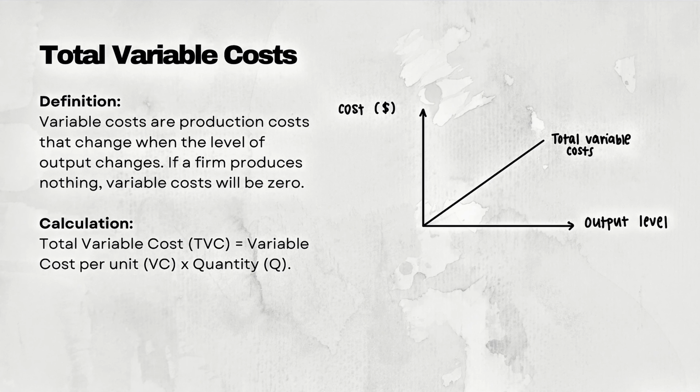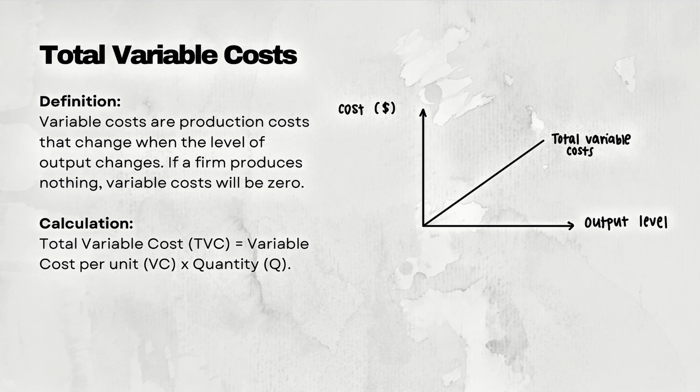Total variable costs are production costs that change when the level of output changes. If a firm produces nothing, variable costs will be zero. And in order to find the total variable costs, this is the variable cost per unit multiplied by the quantity sold.